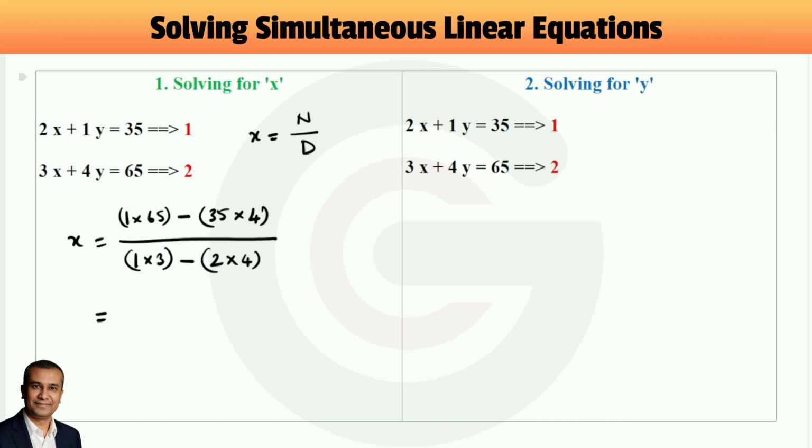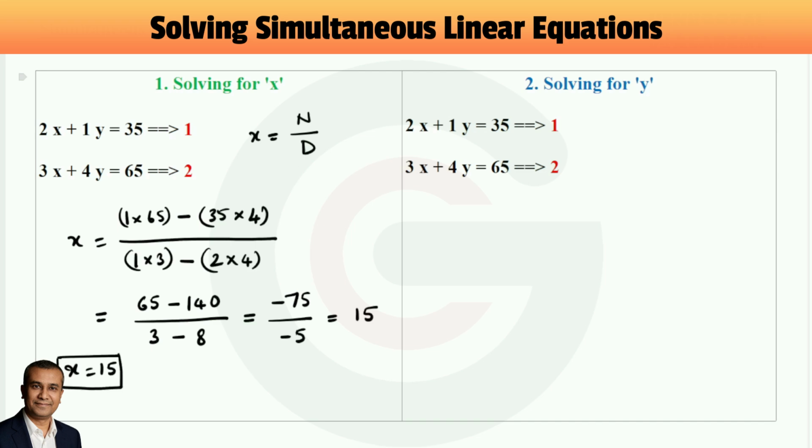So this is equal to 1 into 65 is 65 minus 35 into 4, which is 140 divided by 1 into 3 is 3 minus 2 fours is 8. This is equal to minus 75 divided by minus 5, which is 15. So x is equal to 15. Easy, isn't it? So once you find the value of x, we can substitute the value of x in equation 1 or 2 and then find the value of y.